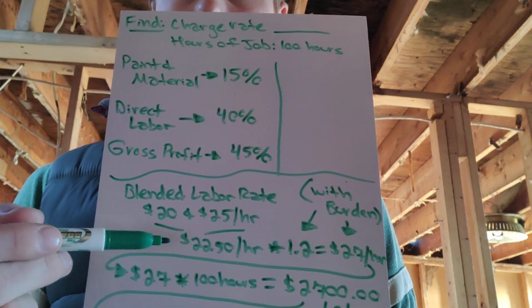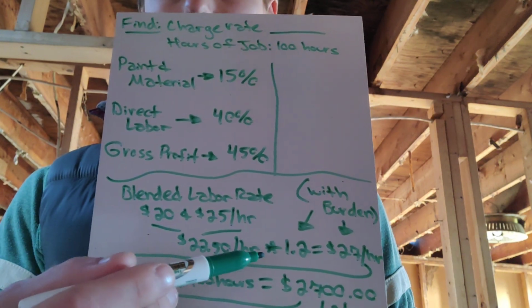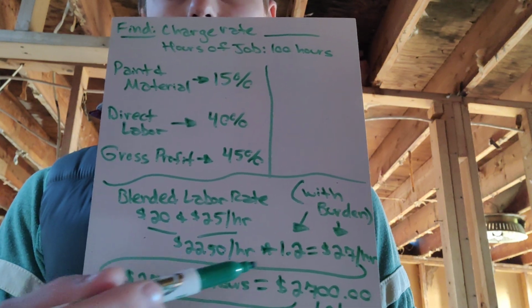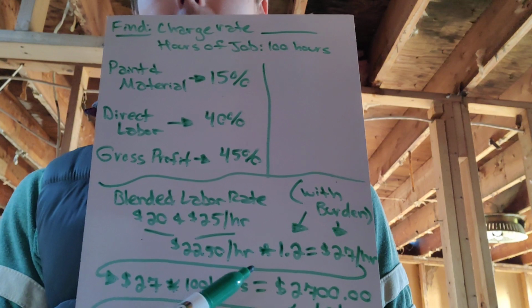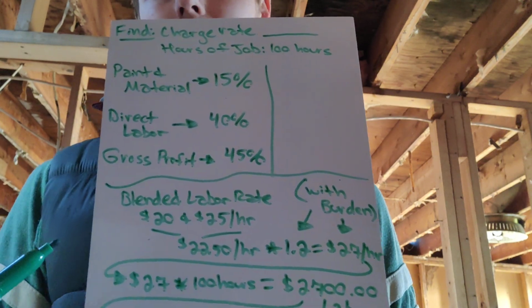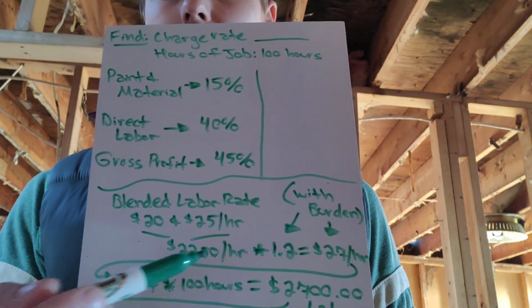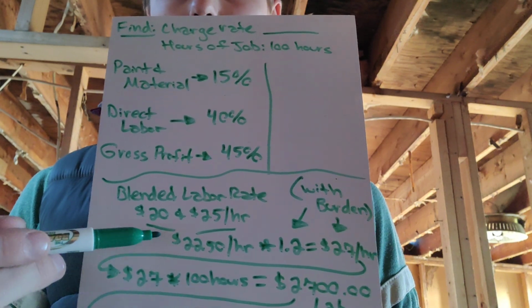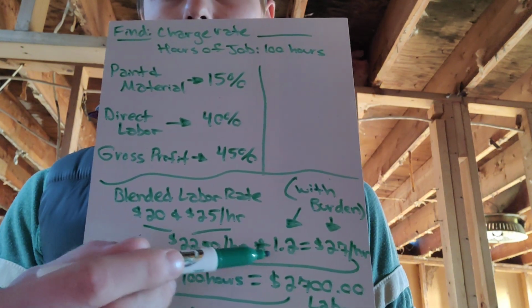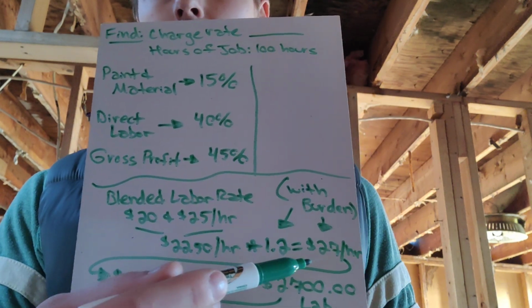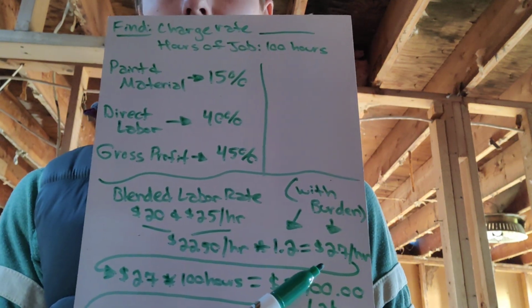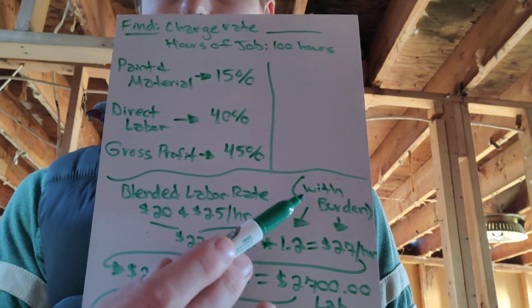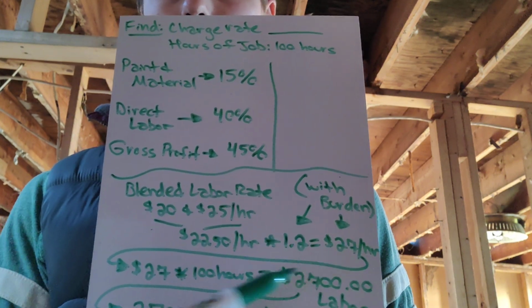You take the blended labor rate and I just multiply by 1.2. There are probably going to be a lot of people giving me a hard time about this not being specifically accurate, but for me it's enough to just round it up with that. So I multiplied this by 1.2, and that got me $27 per hour that I should perceive every single labor hour costing me. Okay, so the labor rate with burden is 27 an hour.